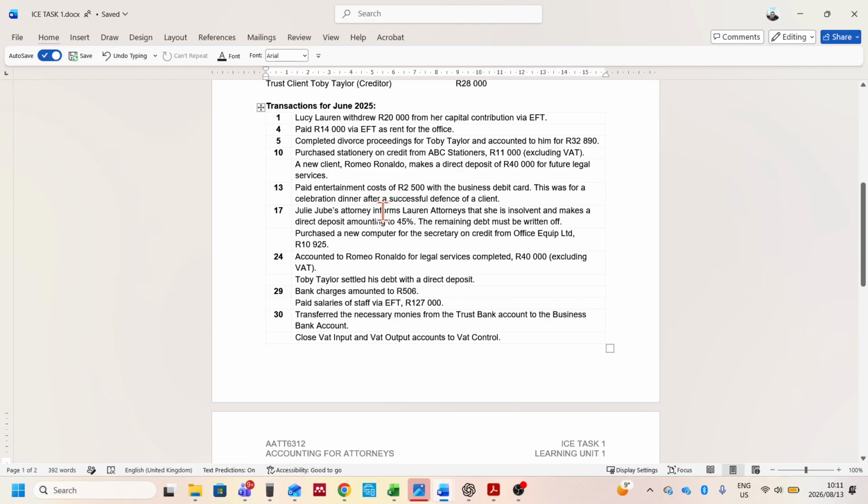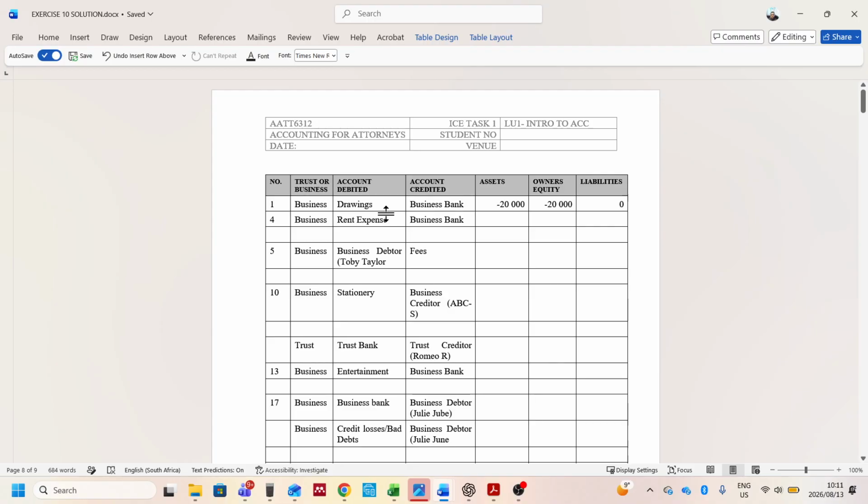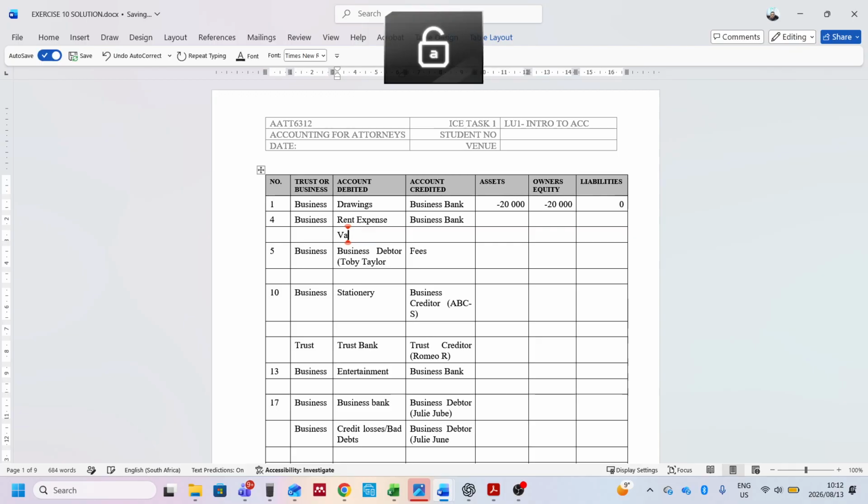Transaction number 4, it says that we paid 14,000 via EFT as rent for office. So we are paying for business rent. This is commercial property rent, so it will be including VAT. This means that the accounts affected, which are the first two main accounts, are your rent expense and business bank. And therefore, the third account that is going to be affected is the VAT input, because you are paying for rent. So you are being charged the VAT. When you get to be charged VAT, the VAT becomes VAT input. So it's the VAT that we can claim back from SARS. So this means that here we're then also going to indicate that we have VAT input.